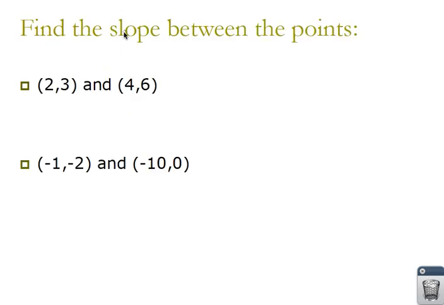Alright, so let's try a couple and make sure. Let's find the slope between the points. So we do y2 minus y1 over x2 minus x1 and then simplify. So you can also go 3 minus 6 over 2 minus 4. It will give you the same answer. There's just a little more simplifying to do. So either way you choose it, you'll be able to do it.